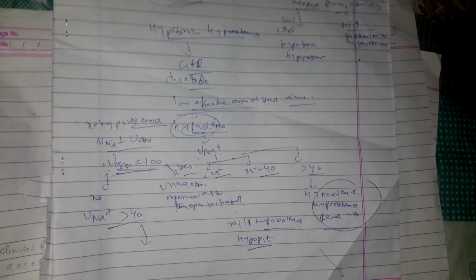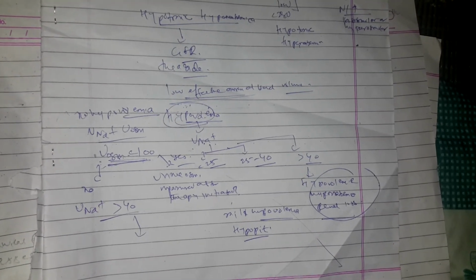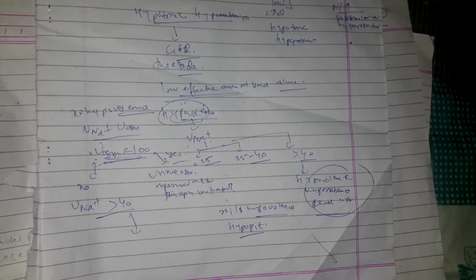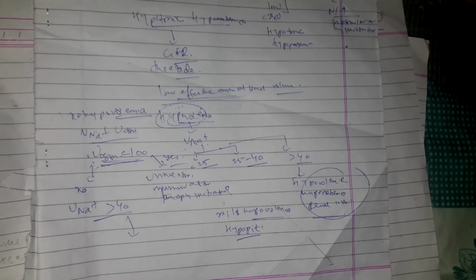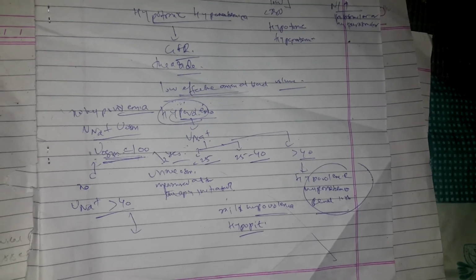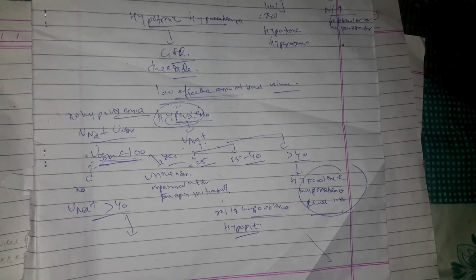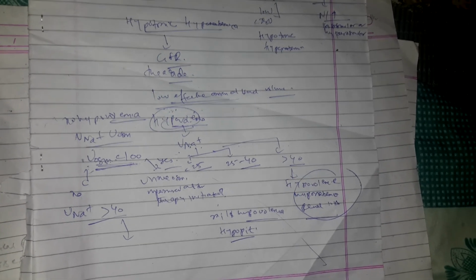And if urine sodium is less than 40 or urine osmolality is less than 100, then it is hypovolemic hyponatremia. And let's say if urine sodium is greater than 40 and urine osmolality is greater than 100, then you have to evaluate for glucocorticoid deficiency and hypothyroidism. Okay.